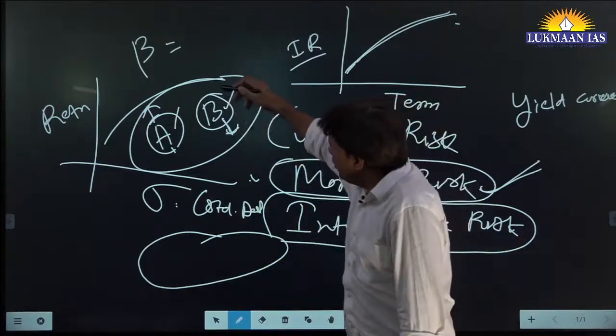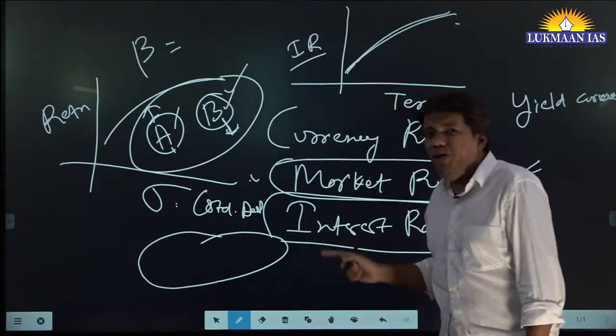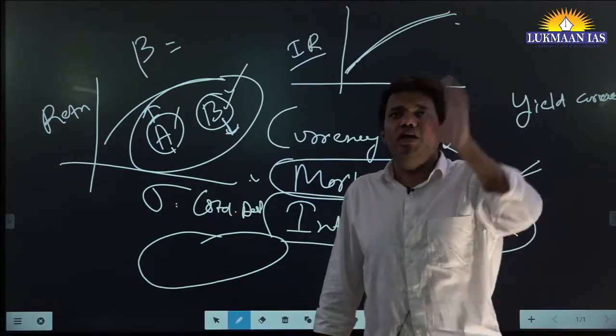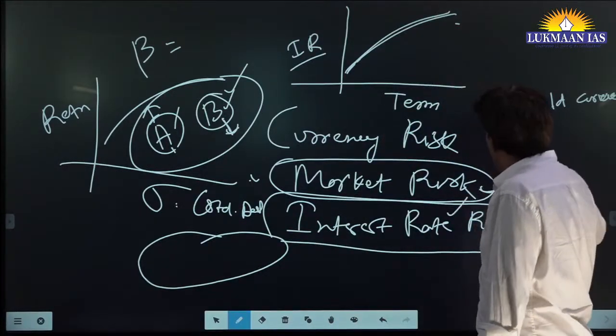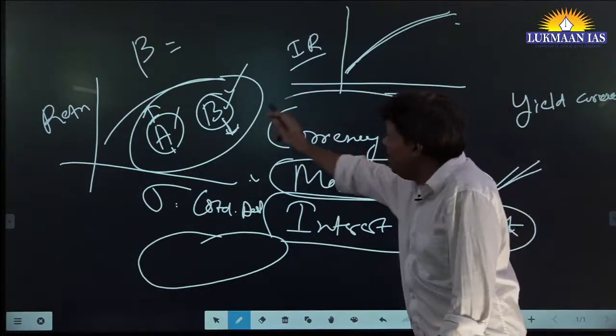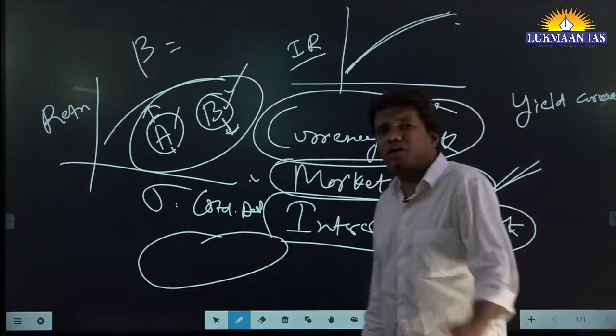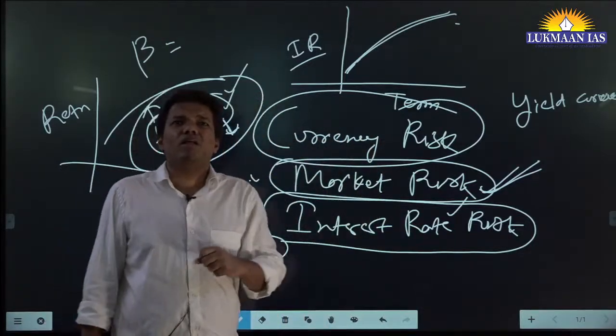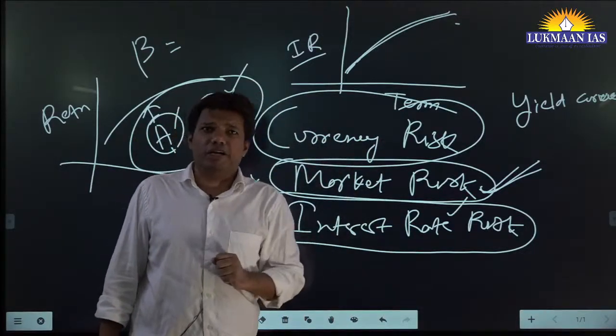The same way you must understand this, that whenever you diversify your portfolio, you reduce risk. Okay, and you know interest rate risk, you know market risk. Similarly, currency risk. Currency risk is more related with your exchange rate. Okay, how robust is that currency?